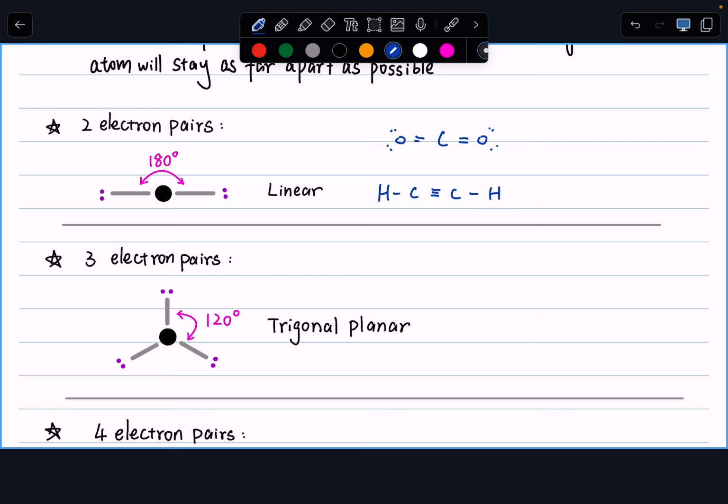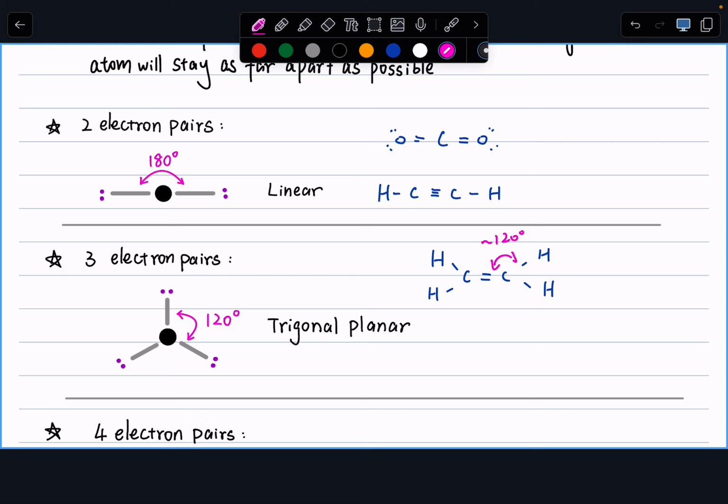All right. And when we have 3 electron pairs, we're looking at a trigonal planar geometry. The most distance we can get between the 3 electron pairs is 120 degrees. Examples here include alkenes, like ethylene. If we give you ethylene, you can predict the bond angle here to be about 120 degrees.